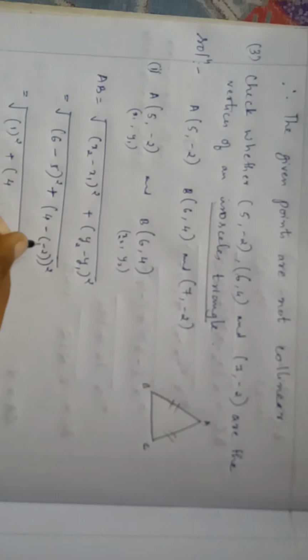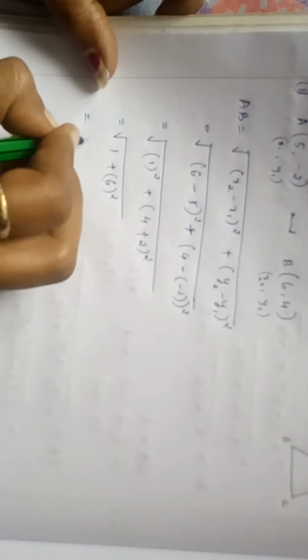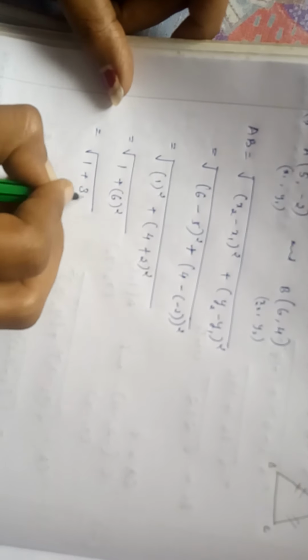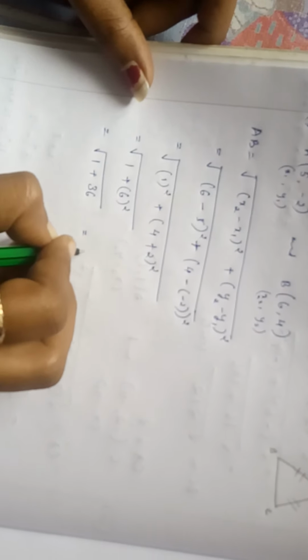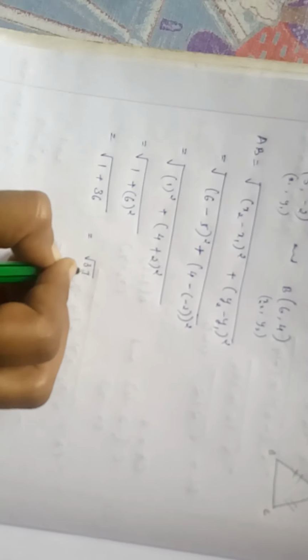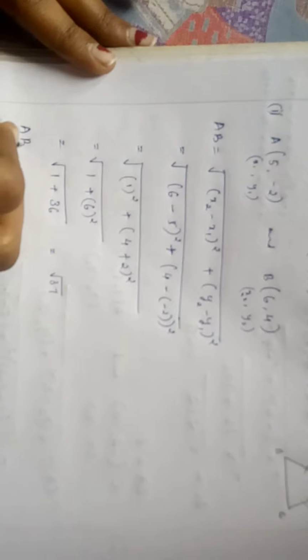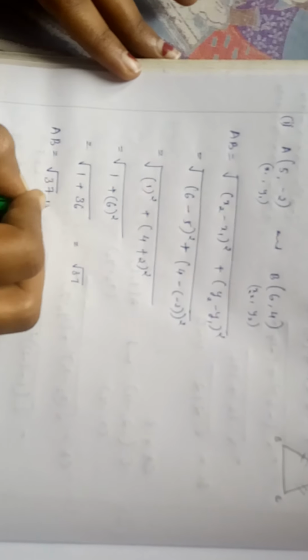6 minus 5 is 1 whole square, plus 4 minus of minus 2. Multiply the sign: minus into minus is plus, so 2 whole square. That is 1 plus 4 plus 2 is 6 whole square. 1 square is 1, right? 1 plus 6 square is 36. That is root 37. That is AB is equal to square root of 37 units. This you have to write. Units is very important. If you miss to write it, you will lose your marks.